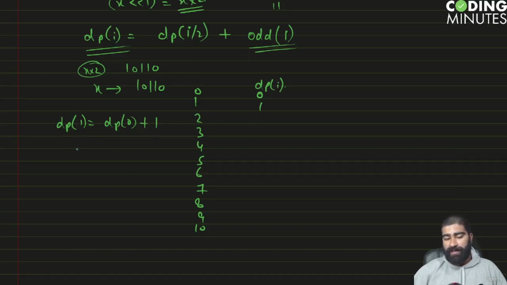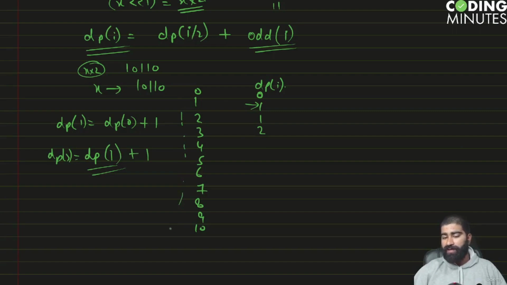So the answer is 0 plus 1. Cool. So dp[2] is equal to dp[1], because 2 by 2 is 1, right? So dp[2] is equal to dp[1] plus whether it is odd or not. It's not odd, right? So it will be equal to 1. Similarly, dp[3] is equal to dp[3/2], which is dp[1], plus whether 3 is odd or not. Yes, it is odd. So basically it will be 2, because dp[1] we have already counted, which is 1, right? In this way we can just go once over this whole array and keep on printing the elements, right?